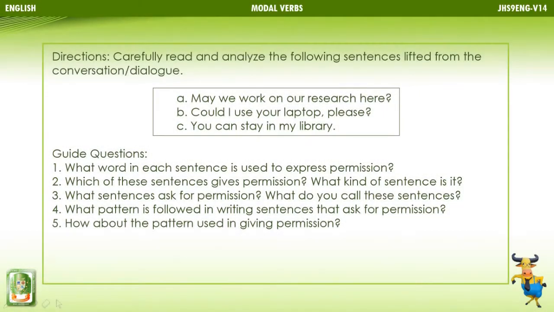Directions: carefully read and analyze the following sentences lifted from the conversation dialogue. A. Maybe work on our research here? B. Could I use your laptop, please? C. You can stay in my library.